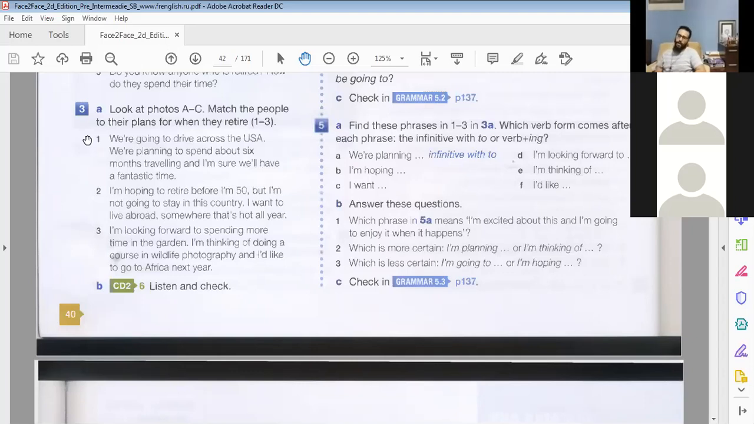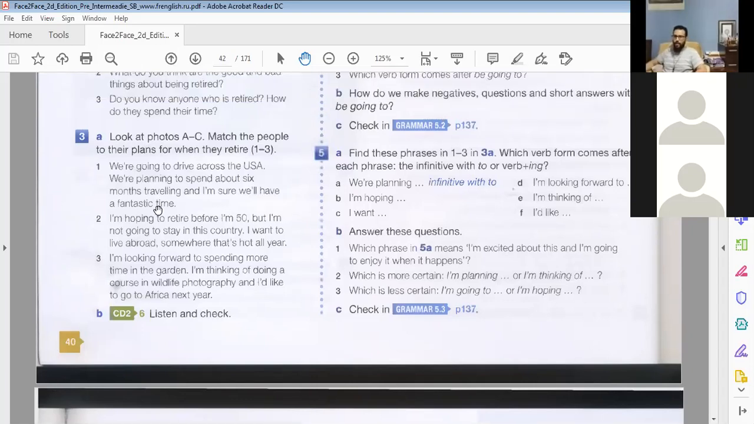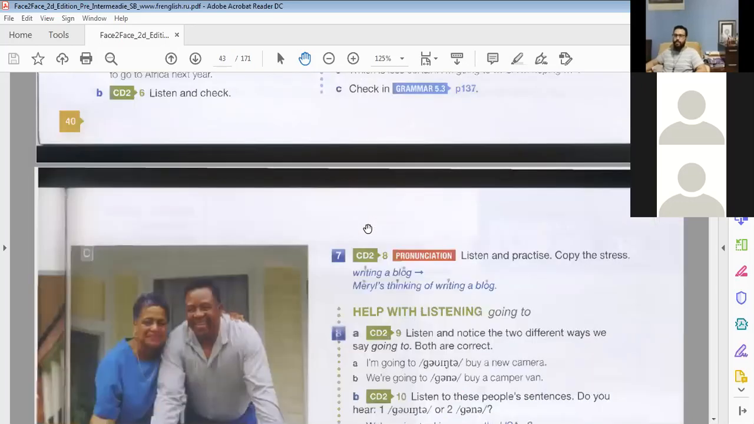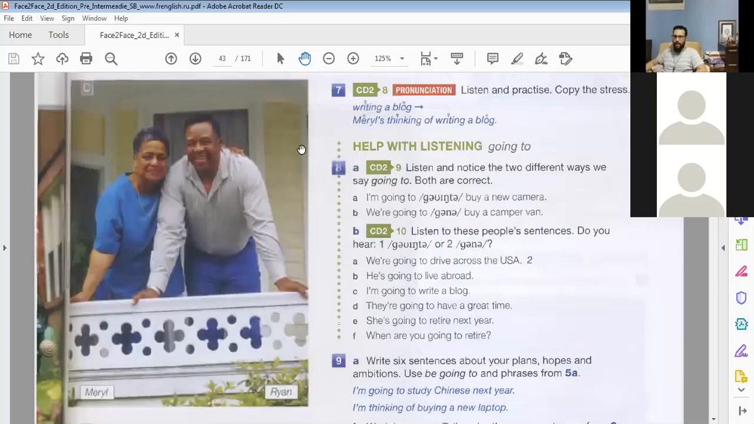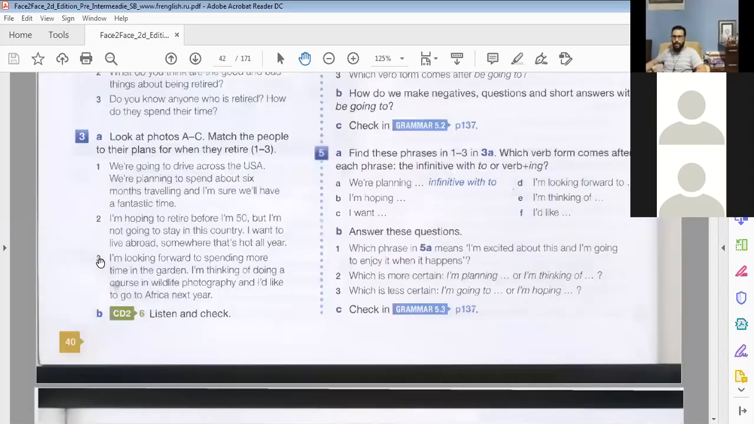So here what we want to do is match these 3 plans with the 3 photos. What do you think, Ines? I think number 1 is for the couple. For the couple, I agree, because they're talking together in plural. Yes, because they say "we are". You're right, I agree. So that's the first one. Now, what about number 2 and 3?